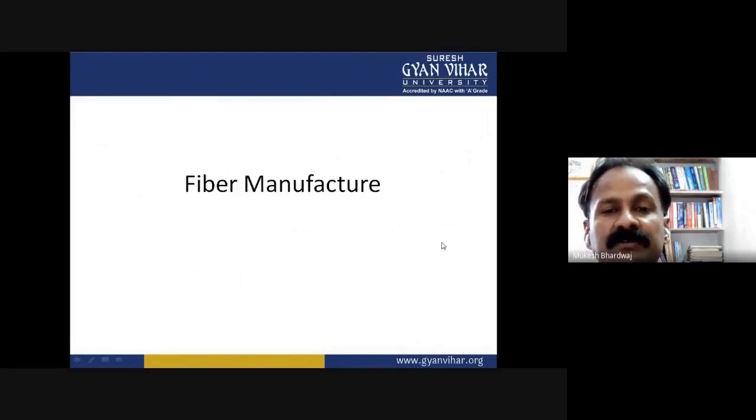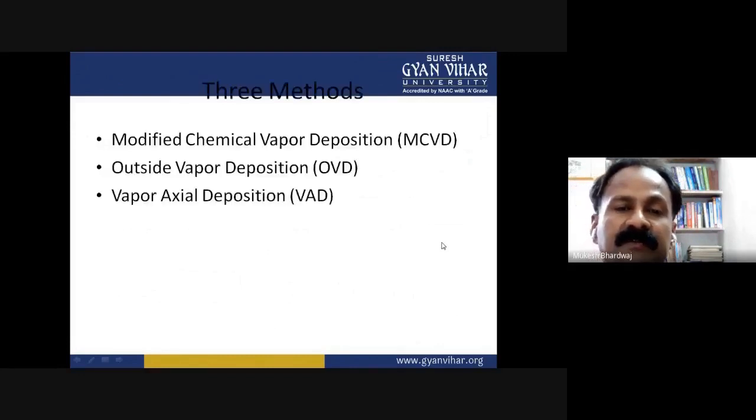Fiber manufacture. There are three fabrication methods. One is the modified chemical vapor deposition method. Second is the outside vapor deposition method, and third is the vapor axial deposition method.